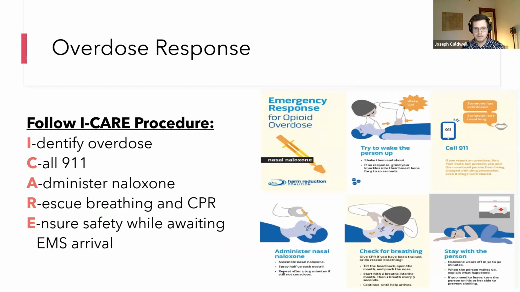And I think if you have any questions about some of the documents, there's some really good flyers that you can just post up in some of your spaces, just have on hand to be ready for this type of thing. What the National Harm Reduction Coalition has put out is this eye care procedure: identifying the overdose, really looking at those symptoms, calling 911 like you would do in any type of emergency response, administering the naloxone, providing rescue breathing and CPR, and then ensuring safety until the EMS arrive.